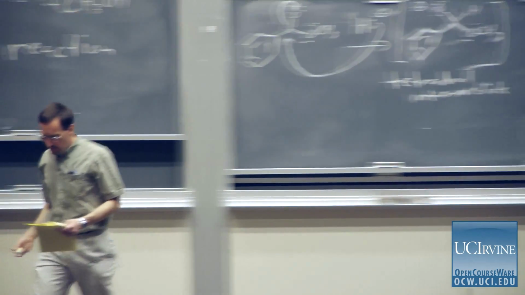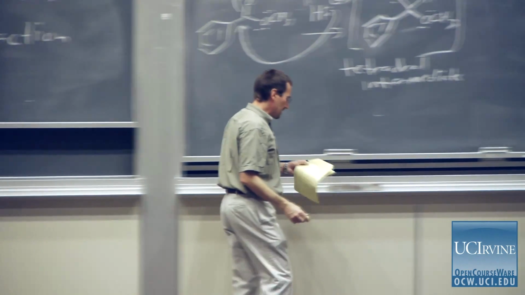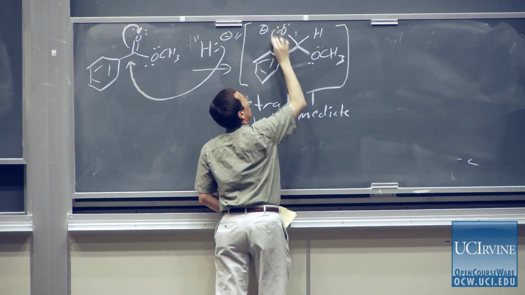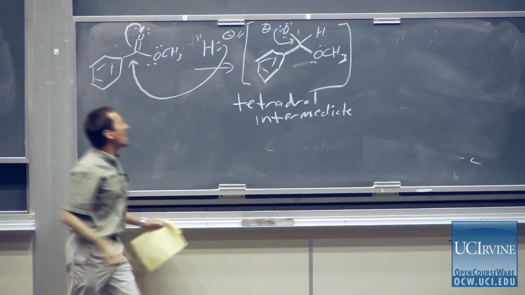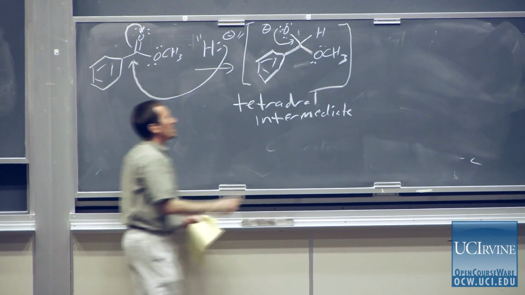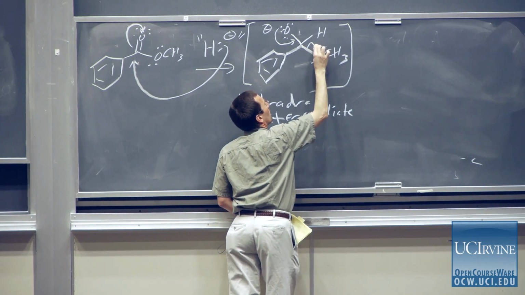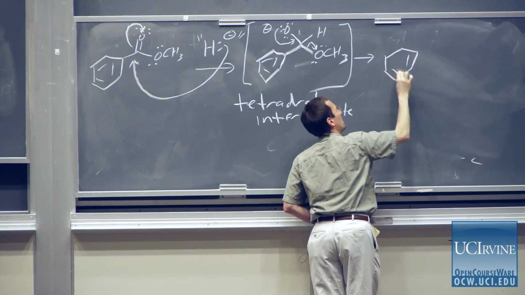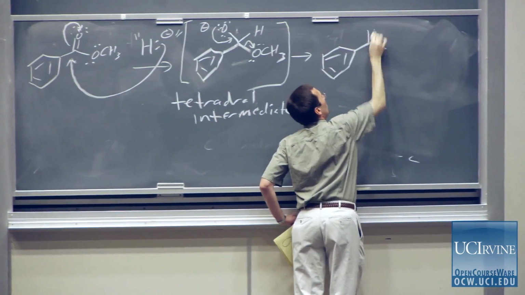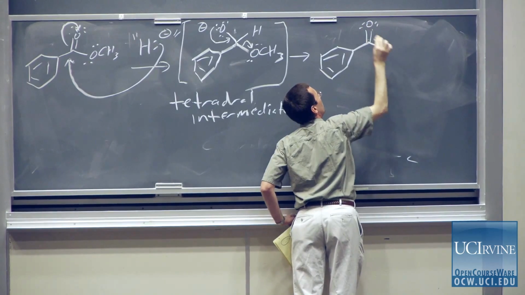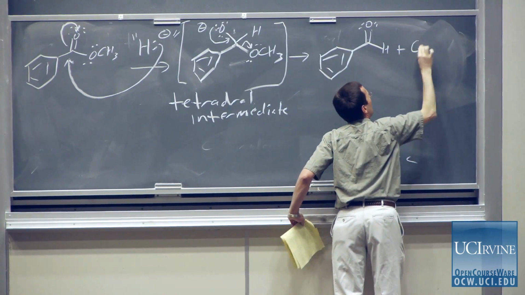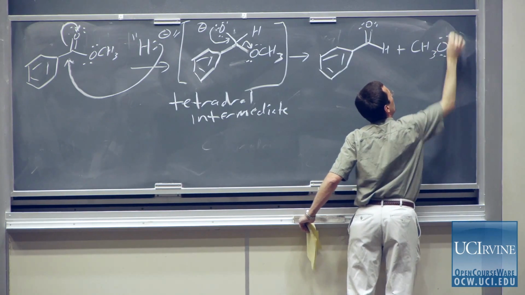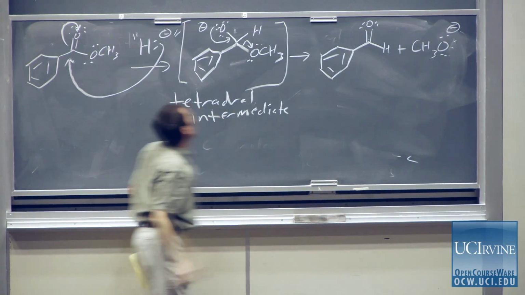And as I said, the tetrahedral intermediate isn't stable. The tetrahedral intermediate can break down. Electrons flow back down from the oxygen. They push out methoxide. And now we get a new carbonyl. At this point, we've gotten benzaldehyde, the intermediate that I mentioned, and methoxide anion with its 3 lone pairs of electrons on it.